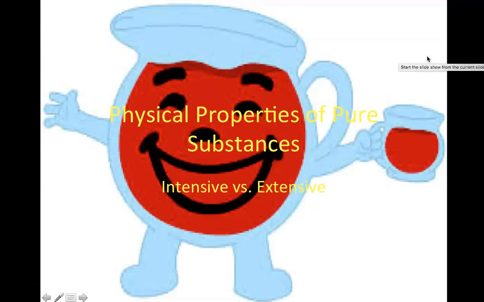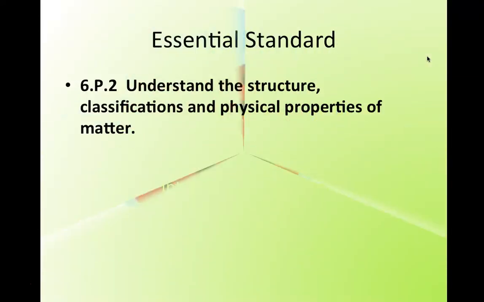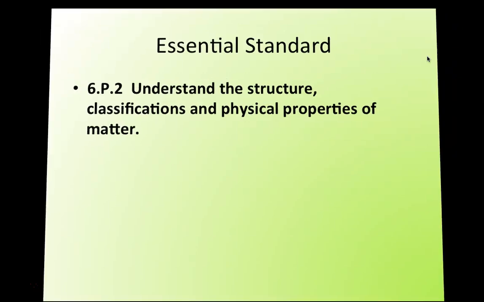Today we're going to start talking about physical properties of pure substances, and then we're going to differentiate between those properties. So we're going to tell whether or not those properties are intensive or extensive properties of matter. First, we're going to look at the essential standard, which is 6.P.2, the same standard we've been on for about 2 weeks now, which is understand the structure of classifications and physical properties of matter.